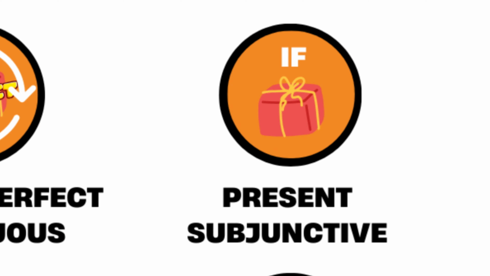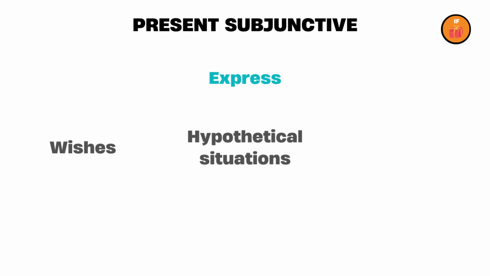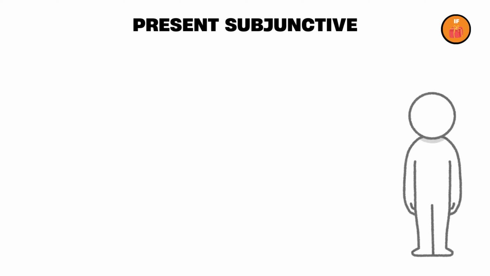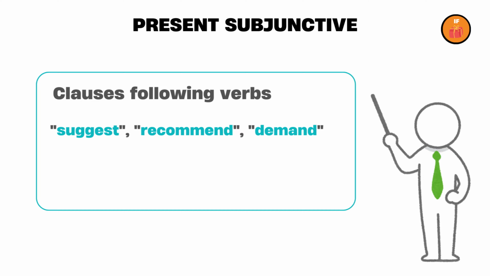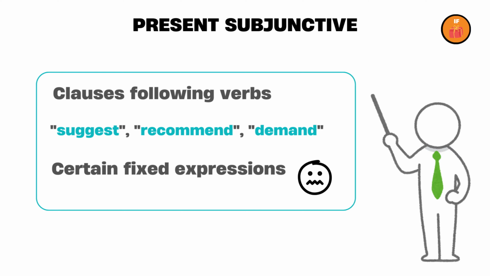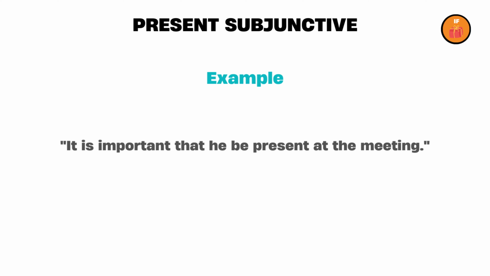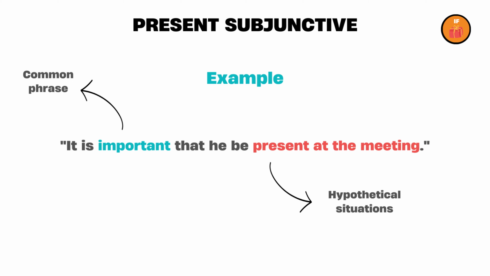Present subjunctive is used to express wishes, hypothetical situations, or suggestions that are contrary to reality. It typically appears in clauses following verbs like suggest, recommend, demand, or in certain fixed expressions. Example: it is important that he be present at the meeting.